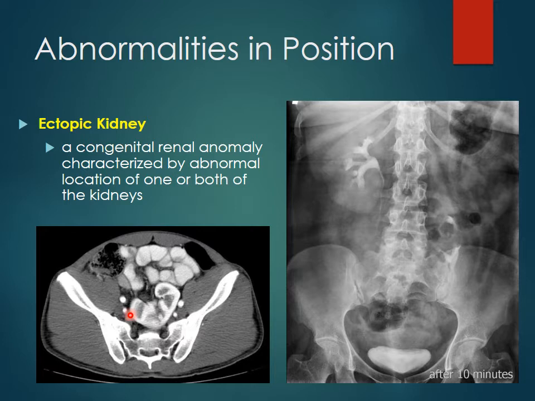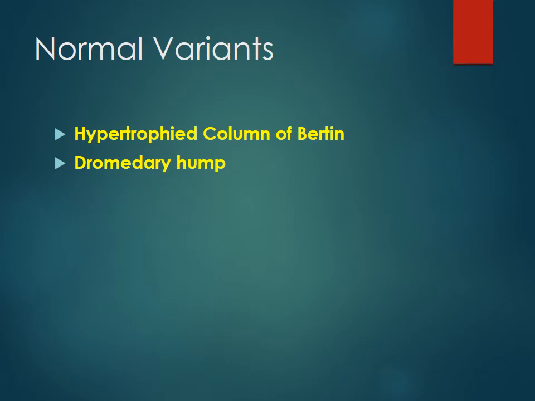So this is a CT scan in cross-section, and as you can see, the kidneys must be located at the level of L2 to L4 in normal adults, but for this patient, the kidney is located in the pelvic region. For the normal variants, two commonly encountered would be the hypertrophied column of Bertin and the dromedary hump. I would like to discuss these two because they are usually encountered in clinical practice and might be mistaken for a renal mass.